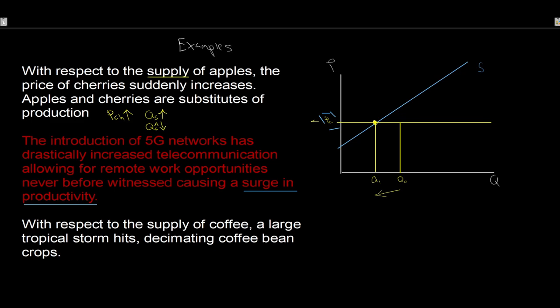So instead of supply of apples, it might say with respect to the production of apples, apples and cherries are substitutes of production. Okay, production is talking about the supply side. Surge in productivity, again, that's a supply side kind of word. You'll see different keywords popping up that hint we're talking about something to do with production versus something to do with consumption. Production is supply, consumption is demand. You'll have to keep that in mind as you go through.